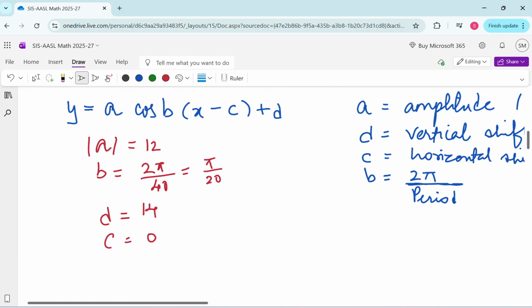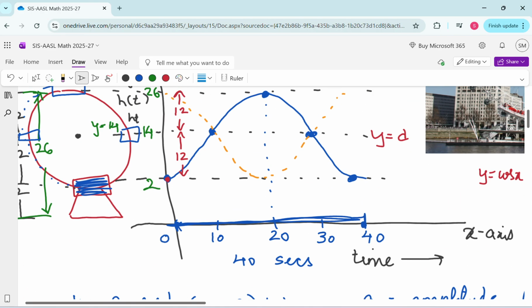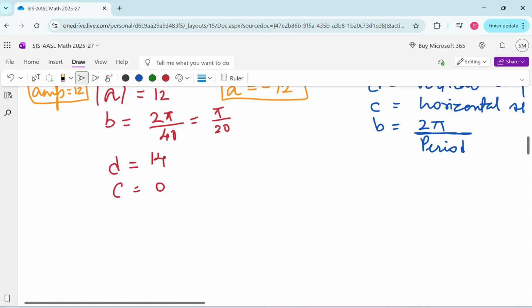So in our expression, I'm going to add a minus there. So I can write A is minus 12. Your amplitude is 12, and amplitude is always going to be positive. And your A value is negative 12 in this case because of this mirror image which is formed for a cos function, the blue line, which is the function for our question.